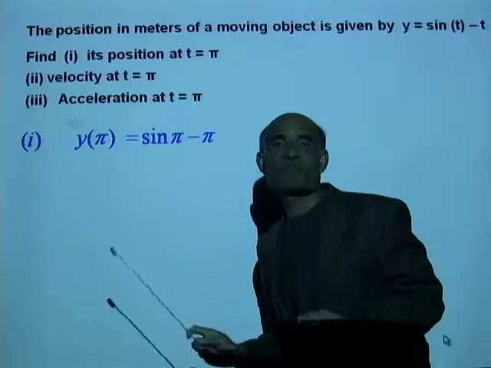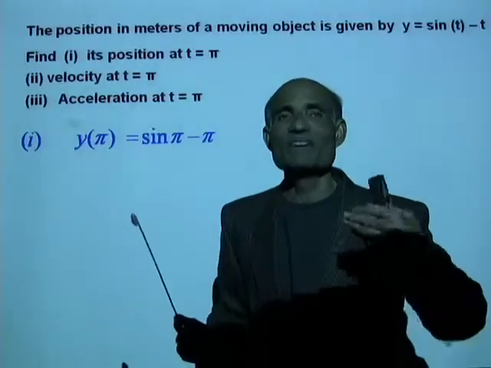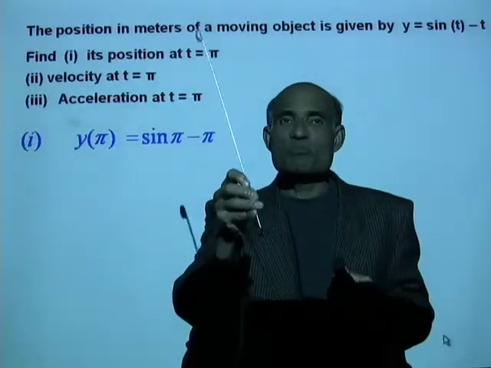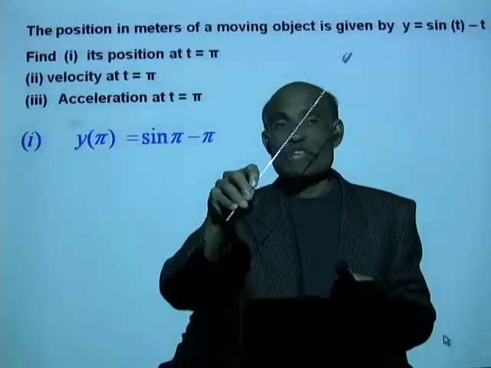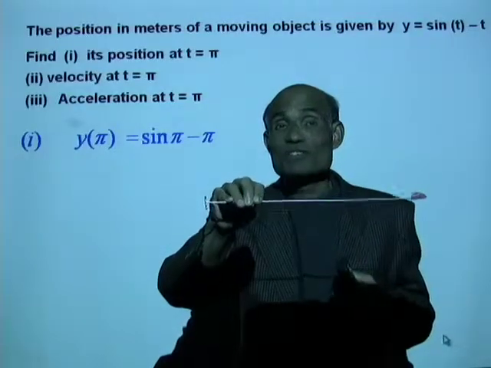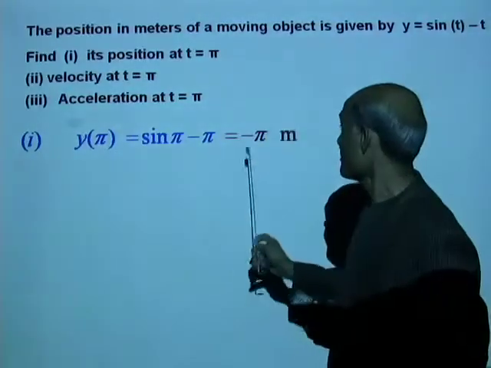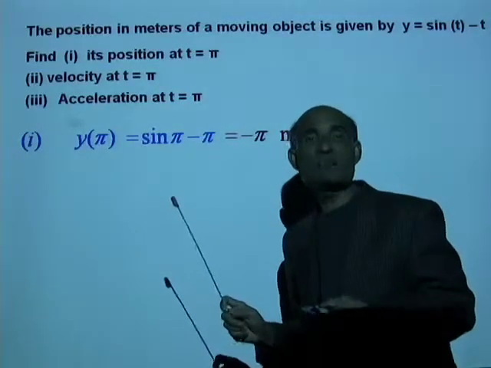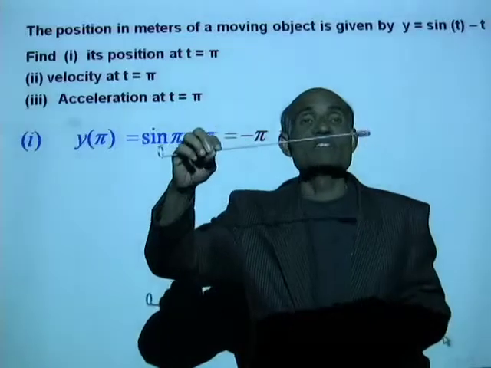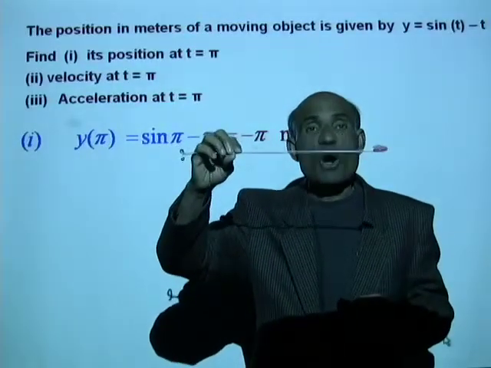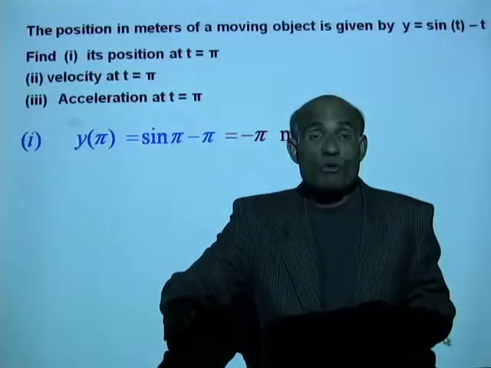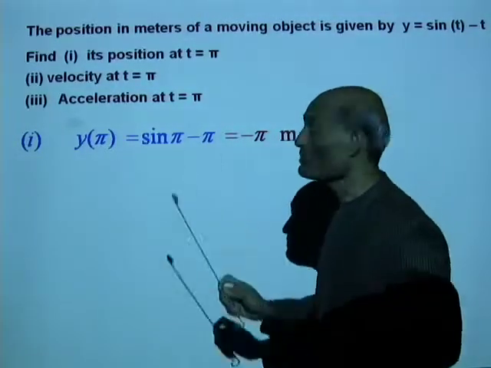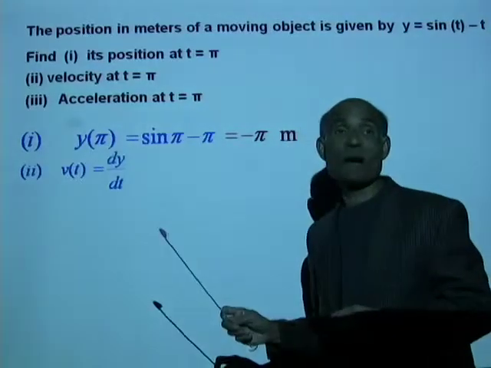Tell me, what is the value of sine pi? Sine 0 is 0. Sine pi by 2 is 1. Sine pi is 0. That's right. So that will be 0 minus pi, which is negative pi meter. In other words, at t equal to pi, the object is below the origin. That's what it means, negative pi, below the origin. And that's the position at t equal to pi.